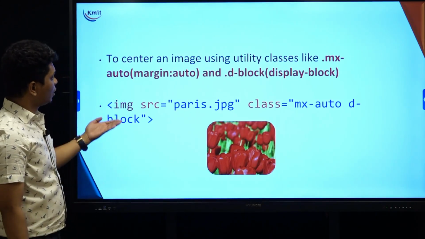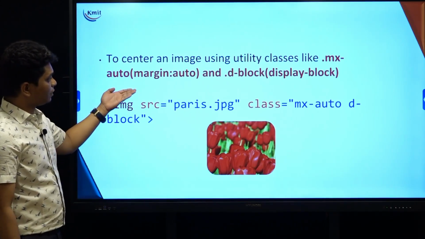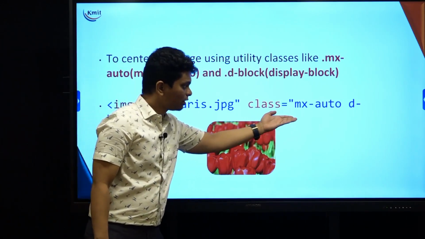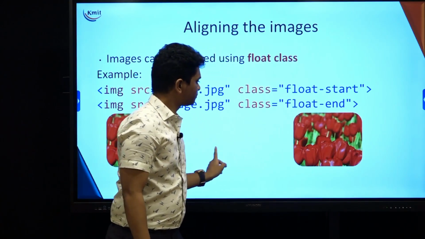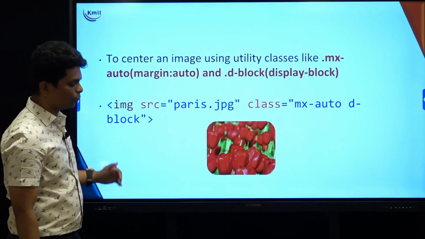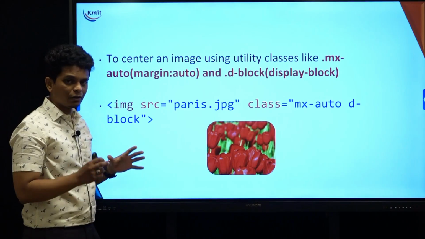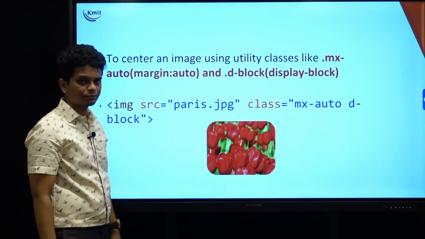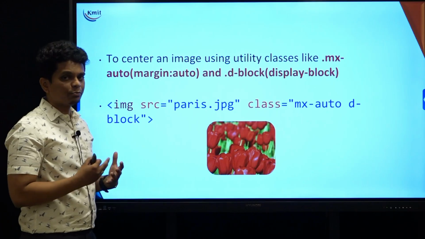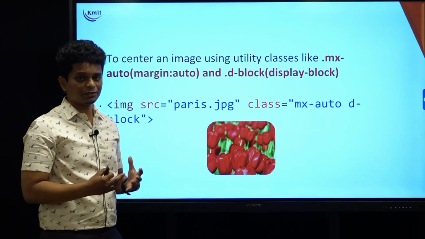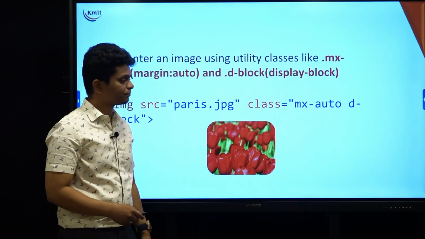And in order to center an image, we have a class called mx-auto. We have mx-auto d-block. So this class will make the image show up in the center. These are important when we are developing or designing web pages that have a lot of media content.